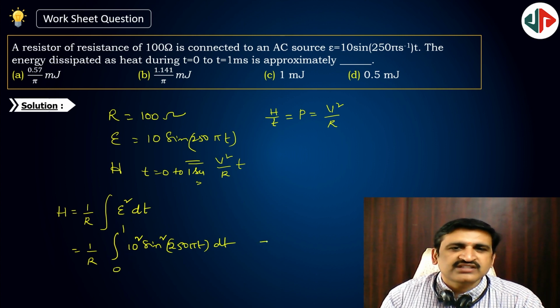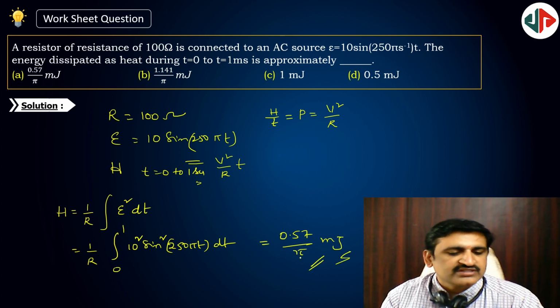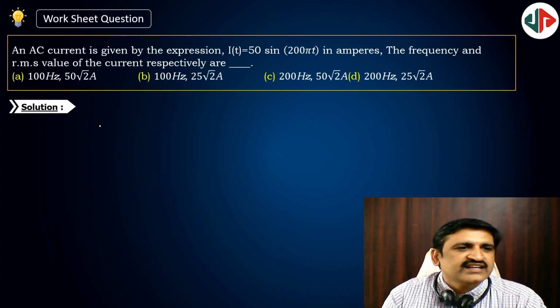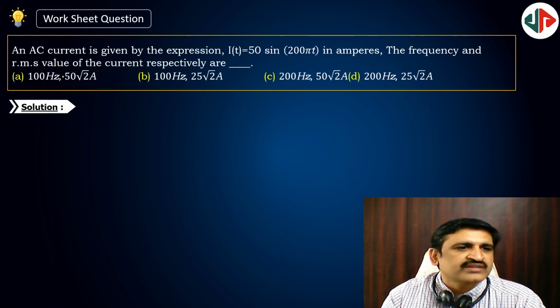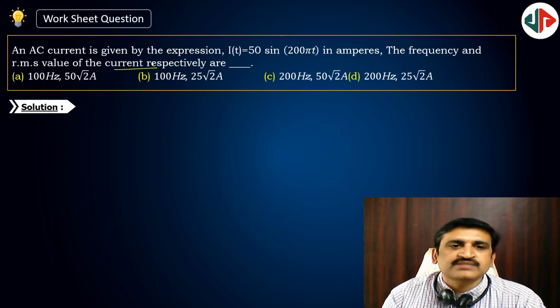It simplifies to 0.57 by pi millijoule, which is the first option. And the AC current is given by the expression I equal to blah blah blah; we need the frequency and the RMS value of current respectively. Frequency comes from the time quotient, right?